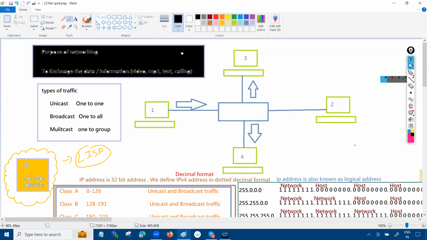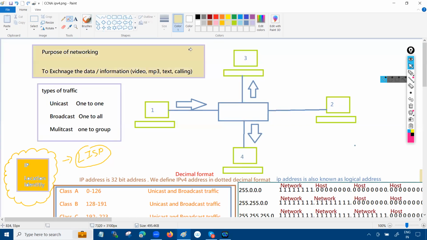The major purpose of networking, guys, please be on mute, was to exchange data. Our data could be anything: an MP3 file, the text format, even when you are sending an email, that's called data.